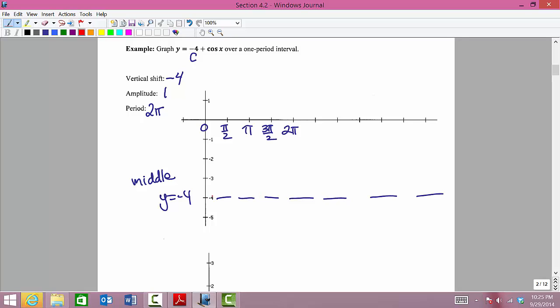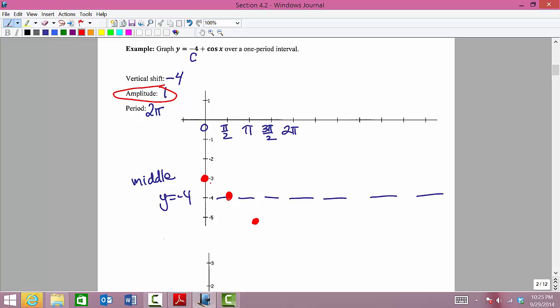And what that means is that when I go to find the max, we're going to go up 1 unit from the middle because my amplitude is 1. The amplitude tells me how high to go from the middle. So we're going to go up to the max. We're going to come down to the middle of our graph. This is kind of like our x-intercept. We're going to go down to the minimum of our graph, which is now at -5.